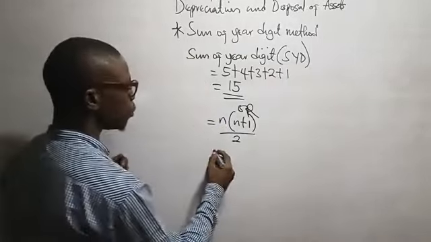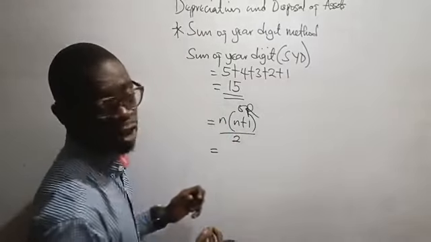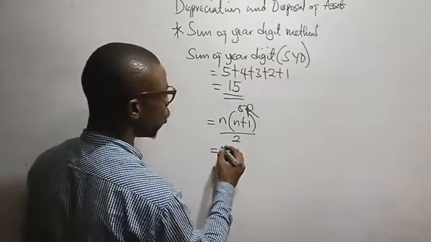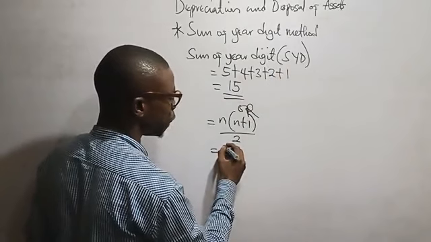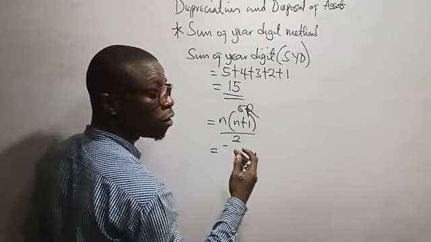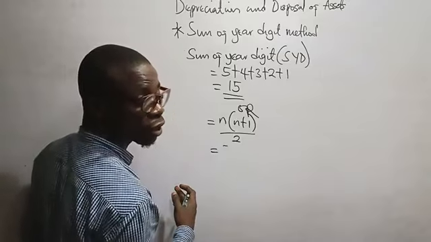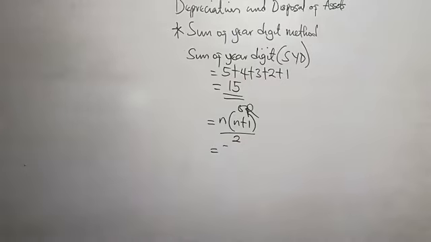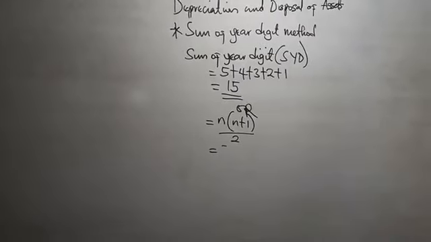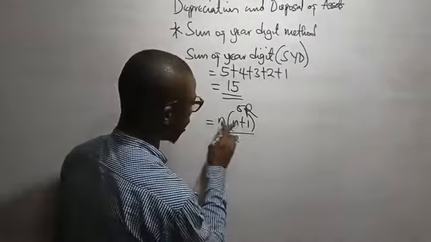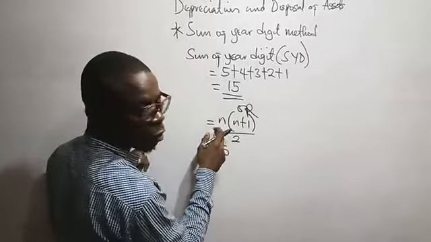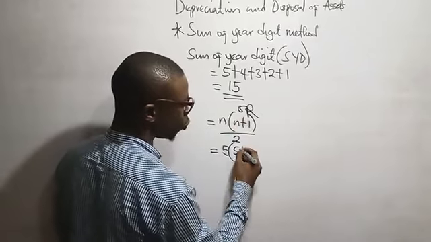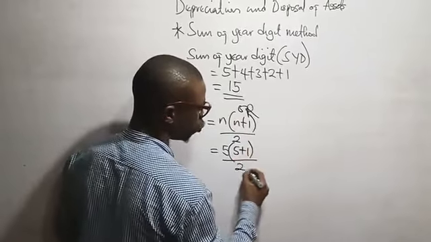Now in this question, the useful life is 5 years, and they ask you to calculate the sum of the year digits. You don't want to do it the long way. What's n? If the useful life of the asset is 5 years, what's n? N is 5. So interpreting this formula, it will be 5 bracket n plus 1, divided by 2.